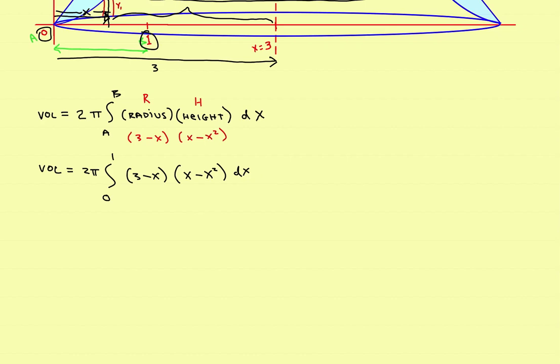Now again, just like the last problem, you've got to FOIL this part. So we'll FOIL this out. And when you FOIL it, you'll get this. This will be 2 pi times the integral from 0 to 1. Now the first one would be 3x. Then the outer one would be minus 3x squared. The inner one would be minus x squared. And finally, the last one would be plus x cubed dx. So FOIL that thing out.